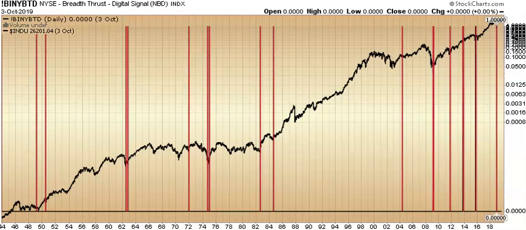Today we're going to cover the NYSE breadth thrust, the digital signal. 0 means it's off, 1 means it's on. So these vertical lines are when we've had a breadth thrust.